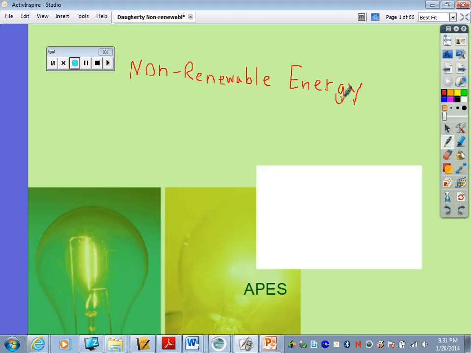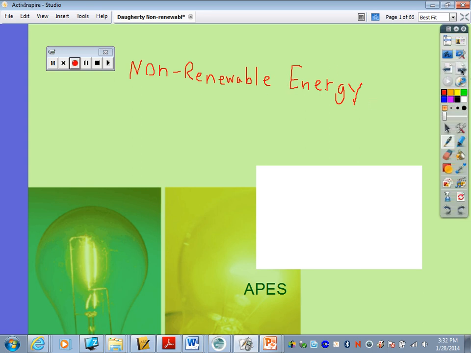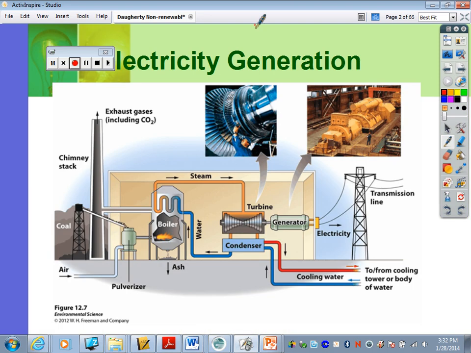Hey guys, today we're talking about non-renewable energy. Sorry for my scribbled handwriting. My title page got messed up, so there you go. Now we know what notes we're doing today.